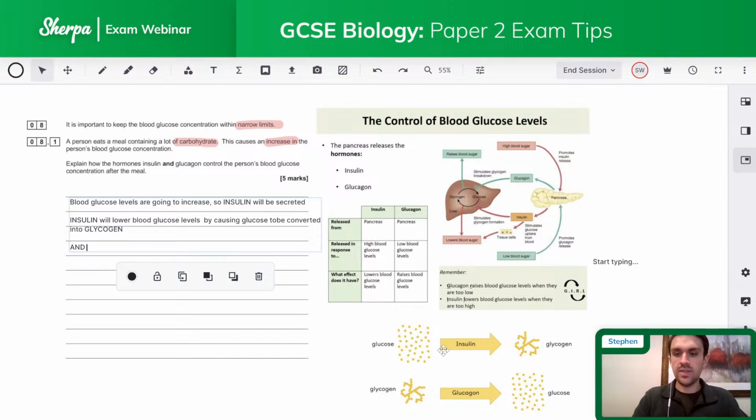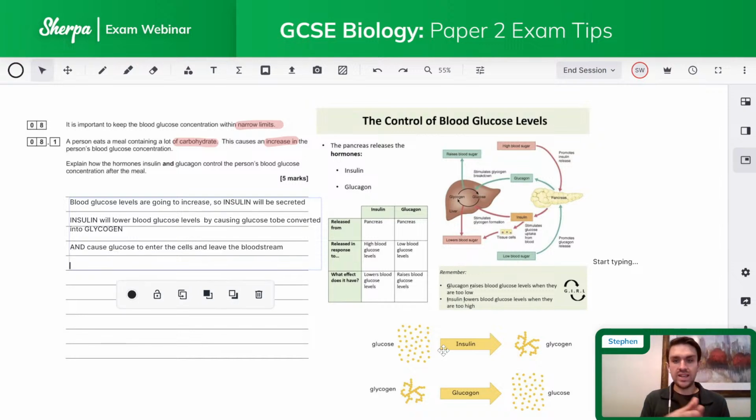And also another method we learn is that insulin causes cells to take up glucose, so that glucose comes out of the blood and into cells, therefore lowering the blood glucose concentration. It causes glucose to enter the cells and leave the bloodstream.